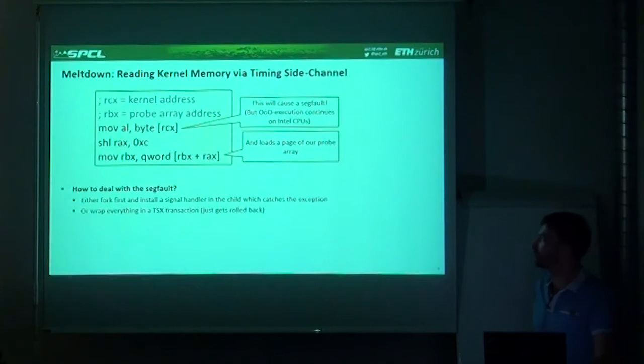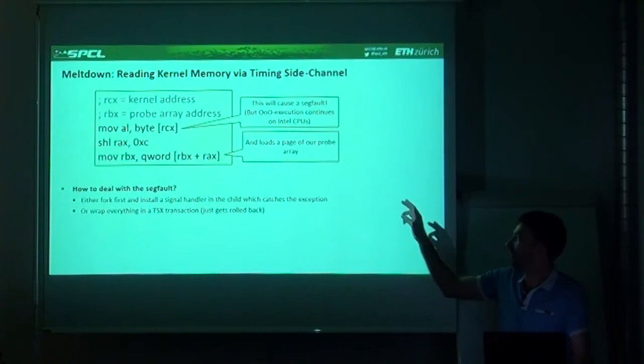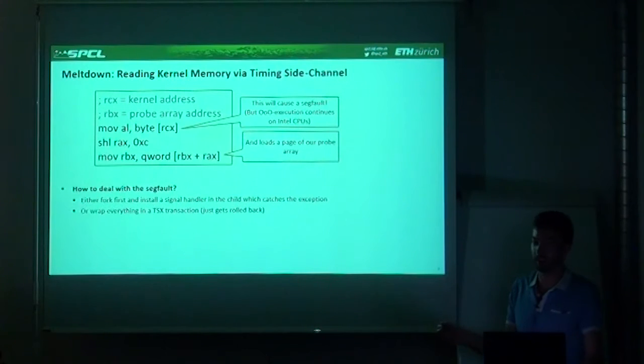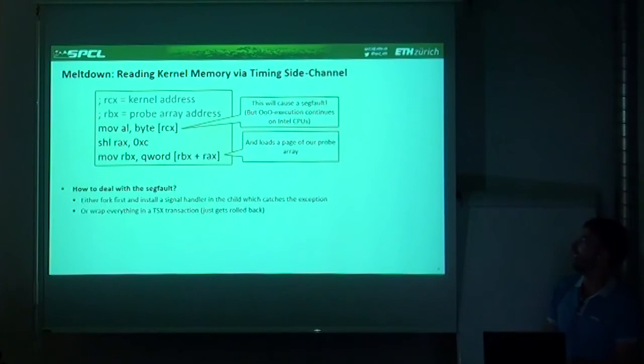Well, there are 2 ways to fix this. We can fork this program before we execute this code, and in the child install a signal handler for this segmentation violation problem, and say, okay, this child needs to die because it had a seg fault. So kill the child, make another child, get the next byte.